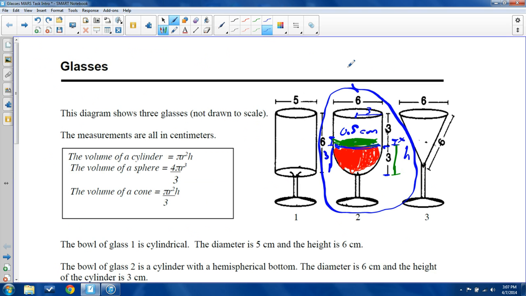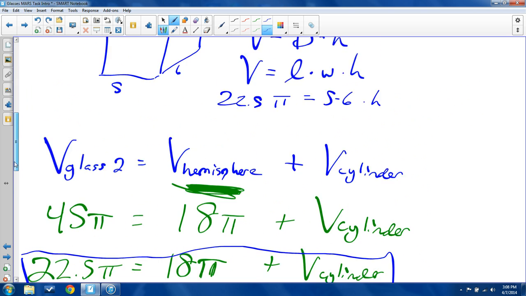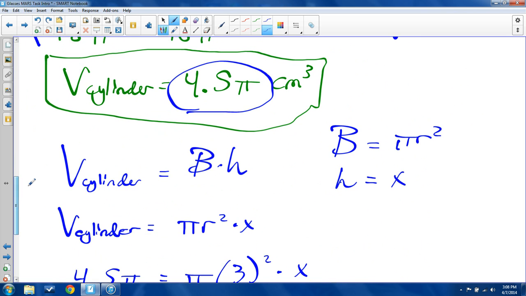Okay? So we have to figure out how tall a cylinder is when it has a radius of 3 and a volume of 4.5 pi, right? This green cylinder right here has an entire volume of 4.5 pi. This is one where you don't know the height. Now, the volume of a cylinder is found through the formula, again, area of base times height. Now, your base is a circle.